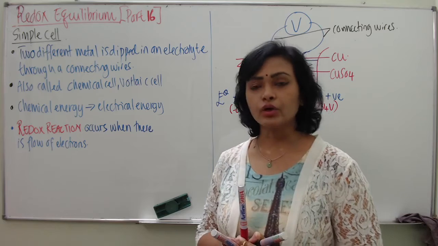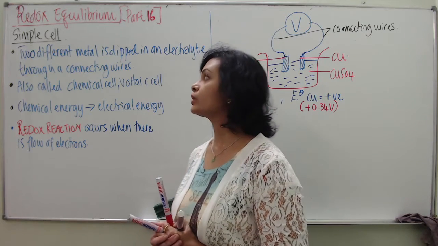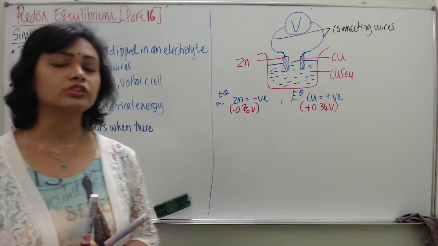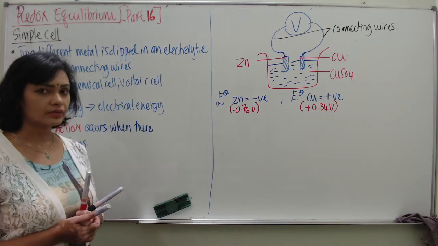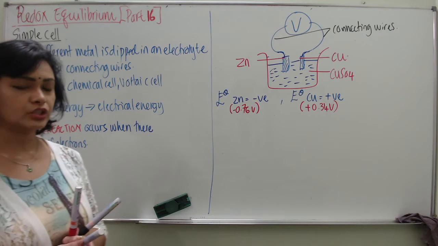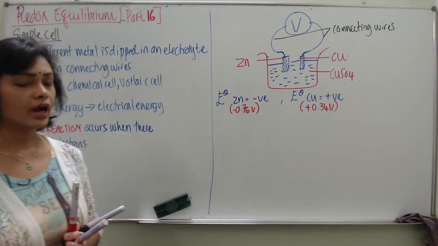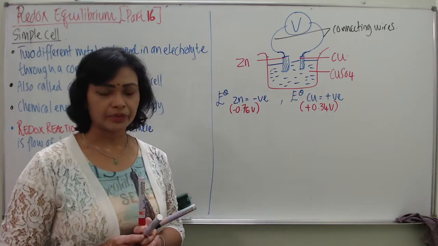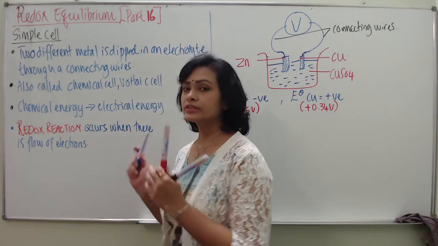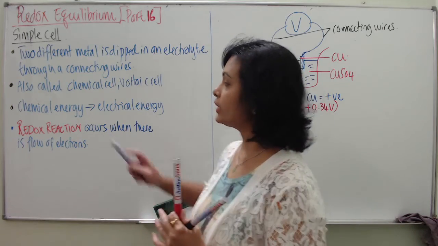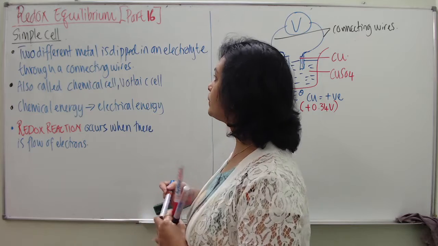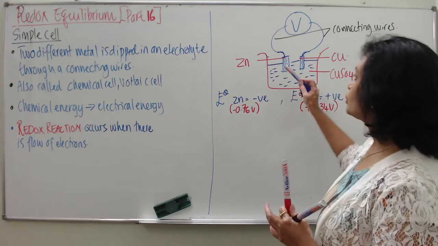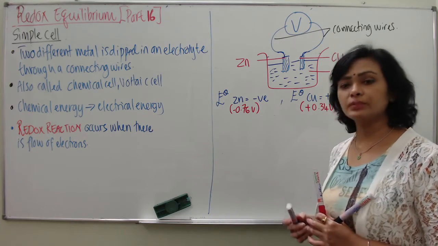Now, using that knowledge, we are going to discuss simple cell, where standard electrode potential value is very important to determine the oxidizing and reducing agent for this process. Before we start, let me explain the meaning of simple cell. A simple cell is a setup of apparatus or a process where two different metals are dipped in one electrolyte through a connecting wire. This is an example of how to draw a simple cell.